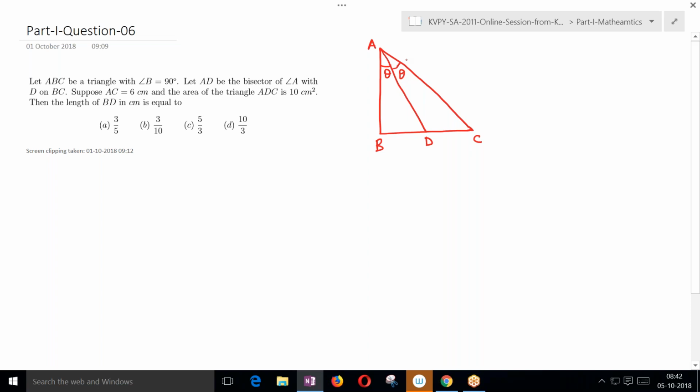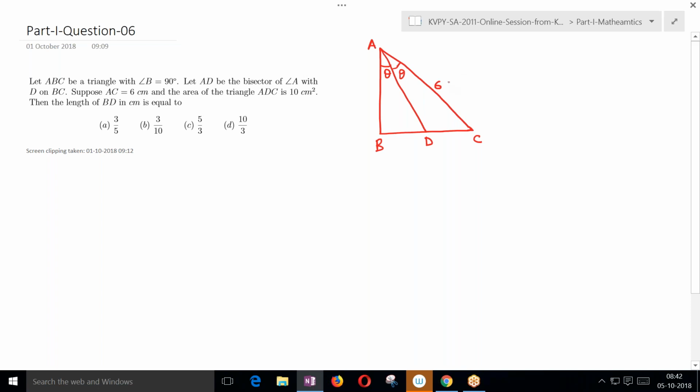And suppose AC is equal to 6 units. This AC is given as 6 centimeters, and the area of the triangle ADC is equal to 10 square centimeters. Then we need to find the value of BD.